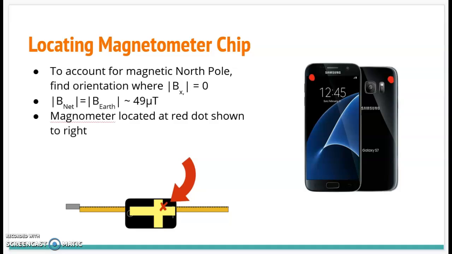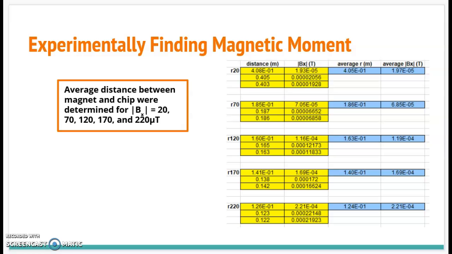So we did that, and then using the approach in the lab, we found the magnetometer chip in our phone. I found it to be about in the top left corner, as indicated by this red dot in this picture. And looking at the blueprint of my phone online, just to verify, that is indeed where it was.